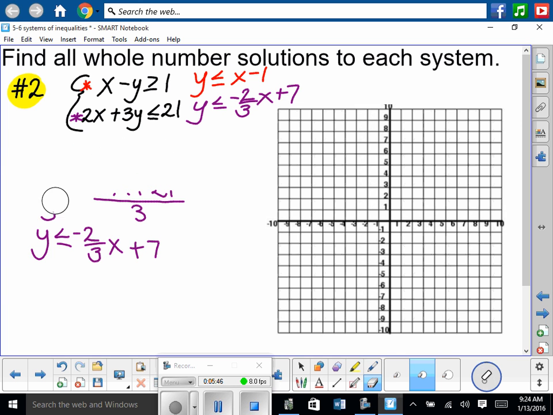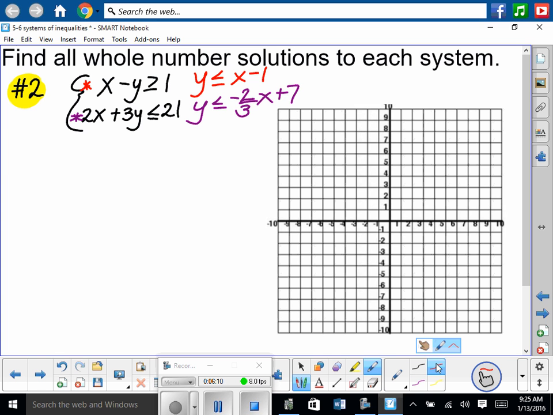Now, a couple things to note. If it's greater than or equal to, it means it includes it, right? It means it includes it. So it'll include the values that land on the line. If it's just greater than or less than, that means it does not include the values that land on that line. So you've got to do a dotted line. But these are both solid lines because it's going to include. So we're just going to graph these.